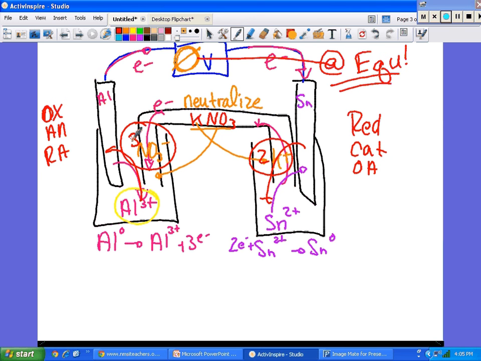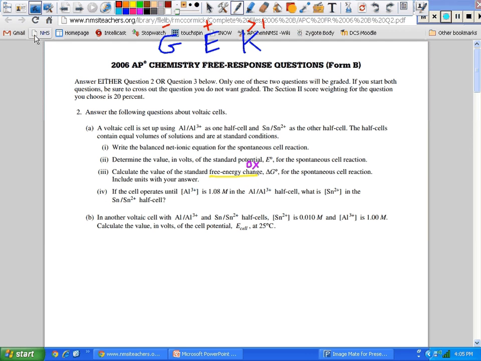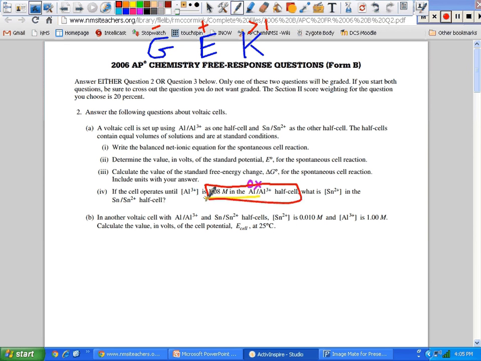Okay, part 4. If the cell operates until the Al3+ concentration is 1.08 molar in that half cell, what is the concentration in the Sn2+ half cell? This should be pretty simple. Stoichiometry is all this is. All this is a mole to mole ratio. That's all this is.